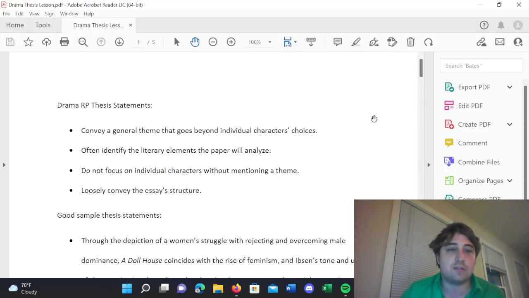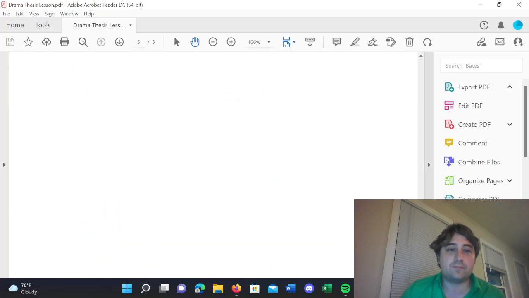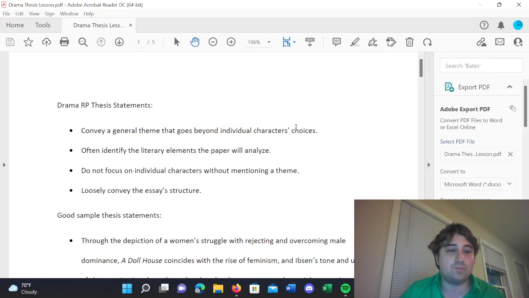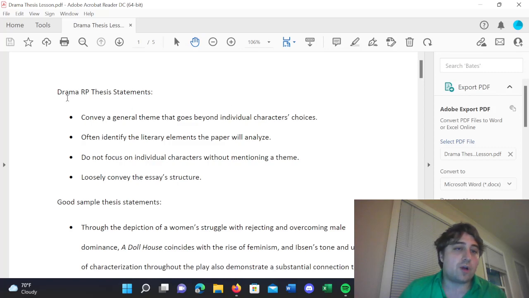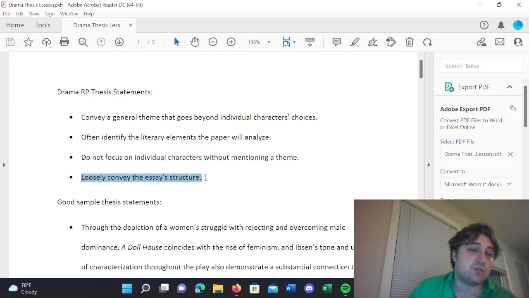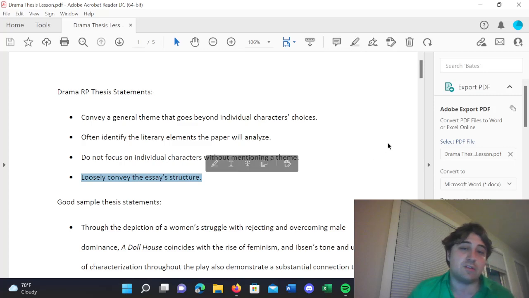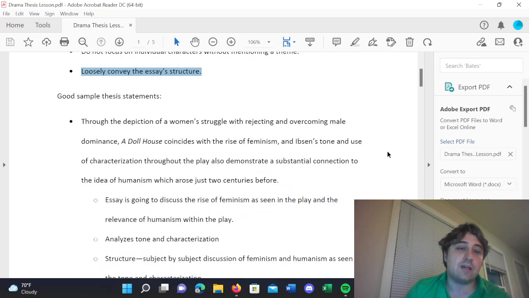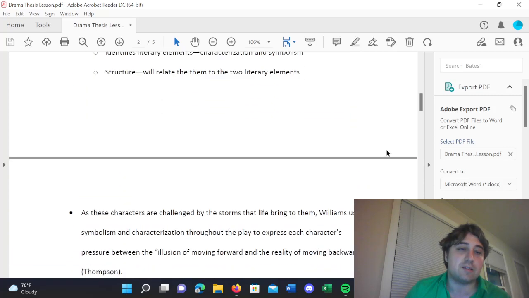Drama thesis statements. You want your drama thesis statement to convey the general theme, identify literary elements, only focus on individual characters when mentioning a theme, and loosely convey your essay's structure. That's what you want your thesis statement to do. So it's doing a lot of things. The thesis statement's really important. And here are some good examples of thesis statements that you could use.